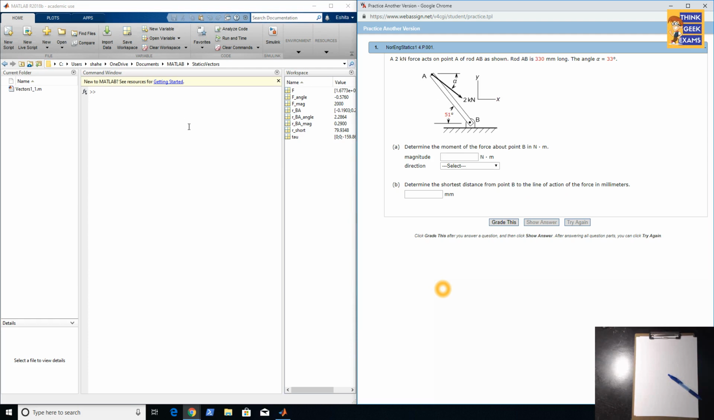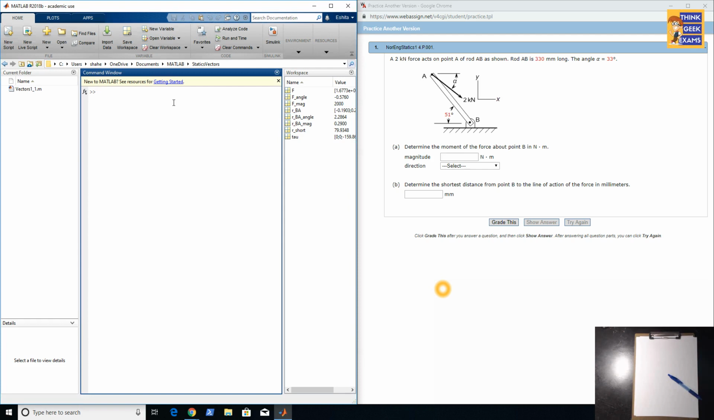So we know that the cross multiplication of the R vector with the force vector is going to give me the moment in vector form. So that's what I'm going to start with. I'm going to start writing down what the R vector looks like. Let's write down R.